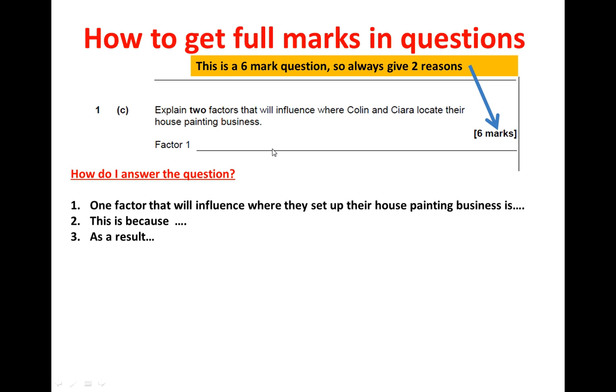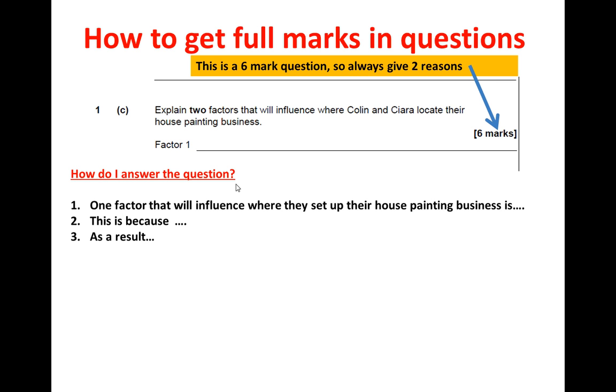Finally, another explain question here. It's 6 marks this time, so my advice would be to give 2 reasons, even though it says it in the question, but sometimes it might not. For 6 marks, I'd always give 2 reasons. Alright, so the question is, explain 2 factors that will influence where Colin and Kira locate their house painting business. So, again, how do I answer the question? MEAL. Everything is MEAL. You make a point, you explain it, you do the effect, and you're linking it, making sure it's in the context of Colin and Kira.